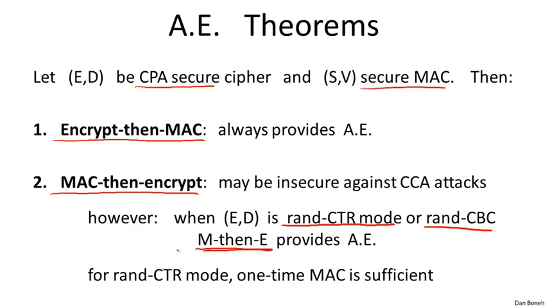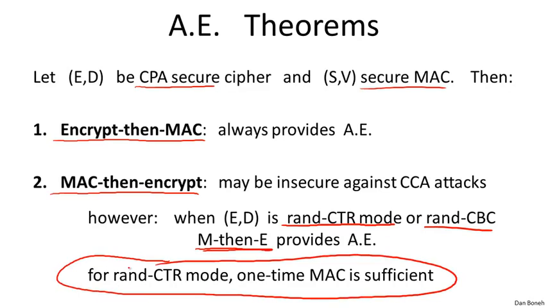In fact, there's an even more interesting twist here. If you're using randomized counter mode, then it's enough that your MAC algorithm just be one time secure. It doesn't have to be a fully secure MAC, it just has to be secure when a key is used to encrypt a single message. When we talked about message integrity, we saw that there are much faster MACs that are one time secure than MACs that are fully secure. As a result, if you're using randomized counter mode, MAC then encrypt could actually result in a more efficient encryption mechanism.